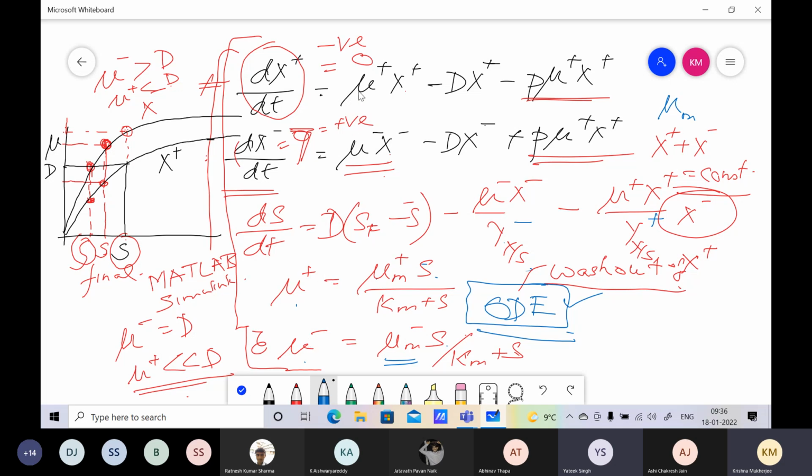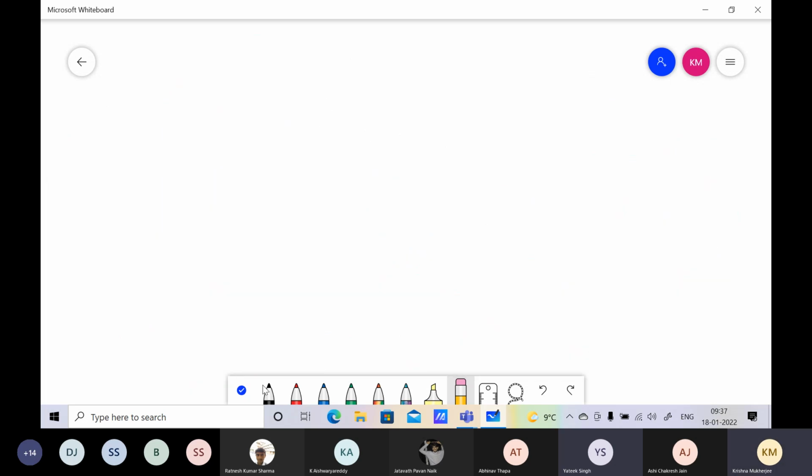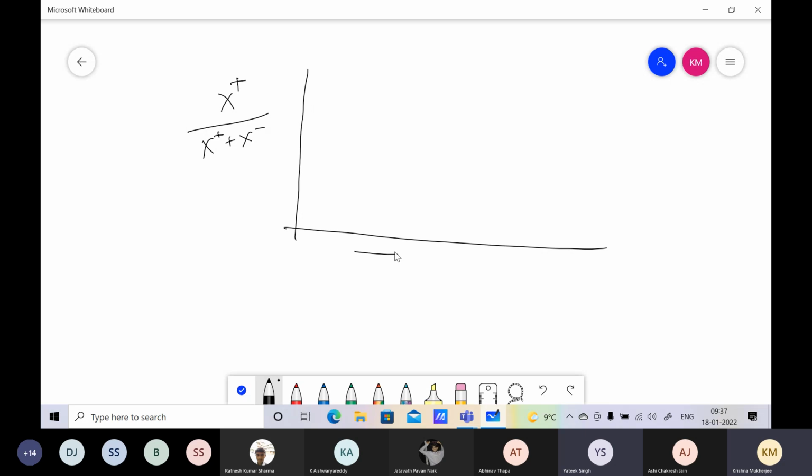So notice that there is equation 1, 2, 3, 4, and 5. This is a combination of algebraic and differential equations, and this can be simulated with respect to time, and you get what I was talking about in the last class. What you will tend to get is finally a very simple plot of x plus upon x plus plus x minus, which is the percentage recombinants, with respect to time. It goes like this.